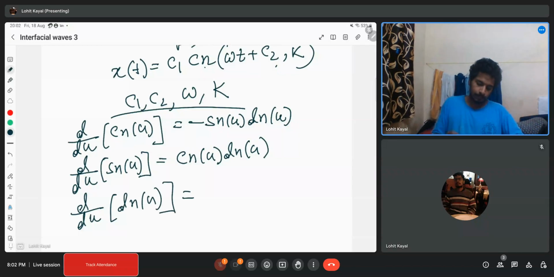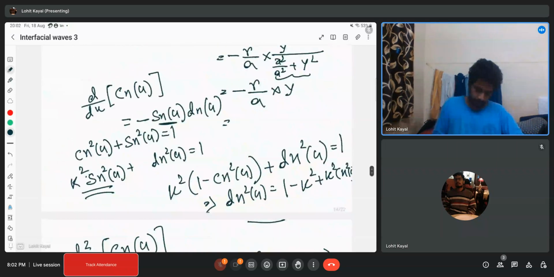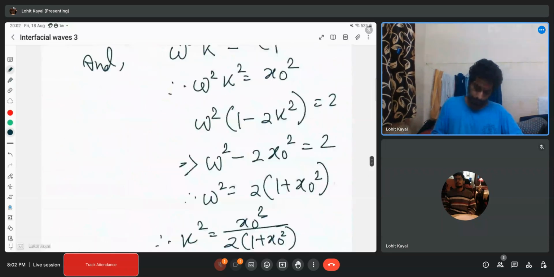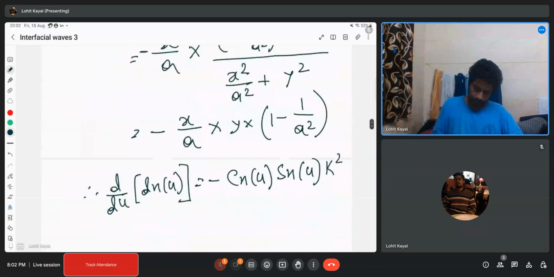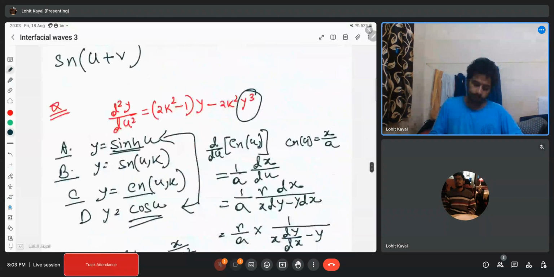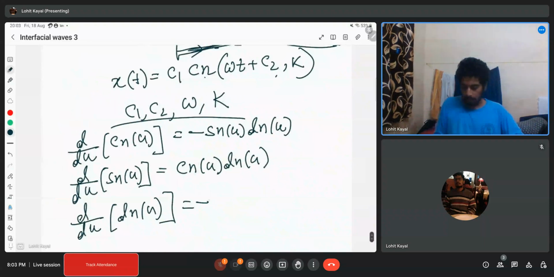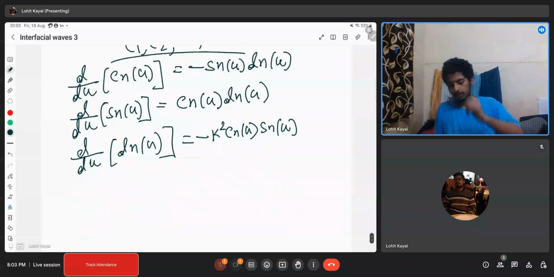And what is d du of dn u? Yeah, I have written it. It is minus k square cn u into sn u. So we need to use these three conditions.